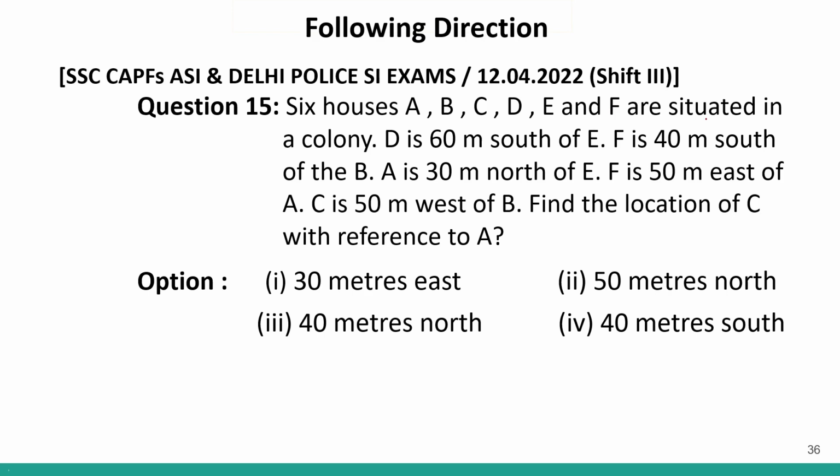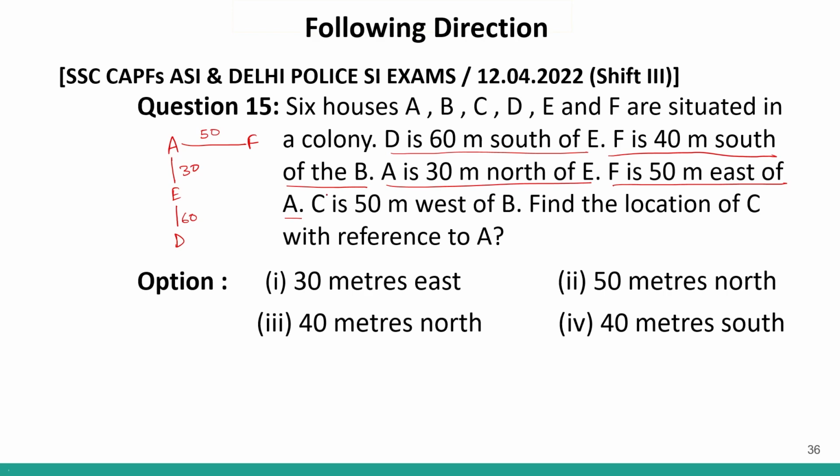Now, 6 houses are situated in a colony. D is 60 meters south of E. Similarly, A is 30 meters north of E. So D, 60, then E, then 30, then A. F is 50 meters east of A.